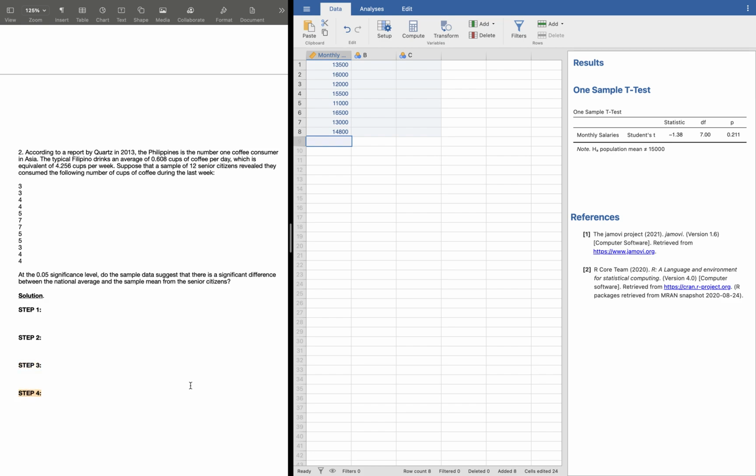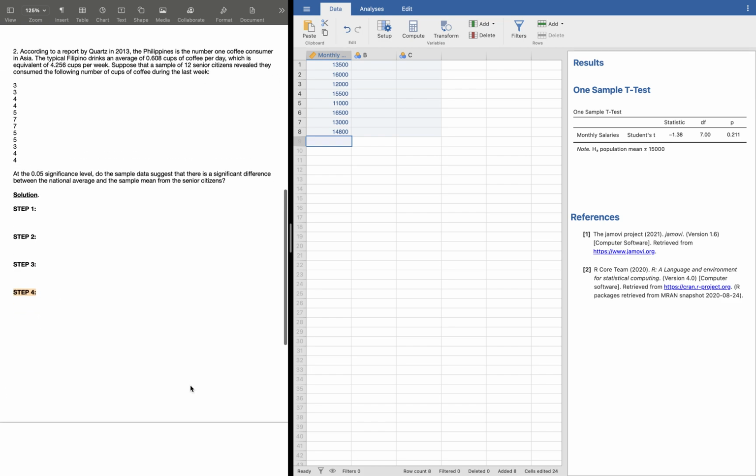Okay, so number two reads: according to a report by Quartz in 2013, the Philippines is the number one coffee consumer in Asia. The typical Filipino drinks an average of 0.608 cups of coffee per day, which is equivalent to 4.256 cups per week. Suppose that a sample of 12 senior citizens revealed they consumed the following number of cups of coffee during the last week. At the 0.05 level of significance, do the sample data suggest that there is a significant difference between the national average and the sample mean from the senior citizens? So we want to answer that.